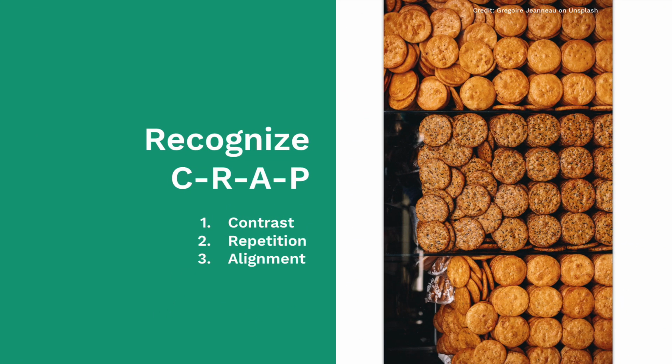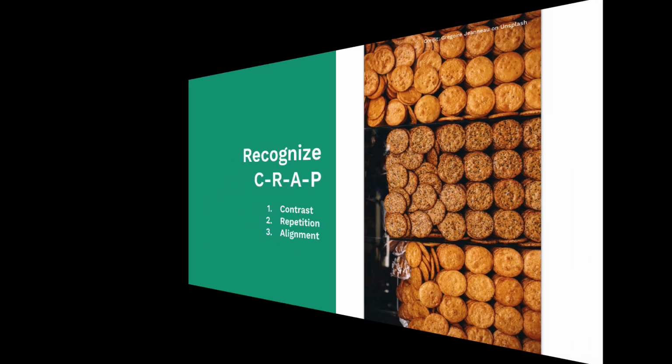The A in our acronym stands for alignment. Alignment is about creating order, harmony, visual connections between elements. Note that the right side of the photo shows baked goods carefully aligned and creates more harmony than the left side, which is not so carefully aligned.